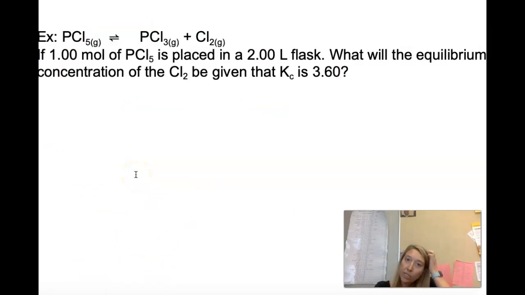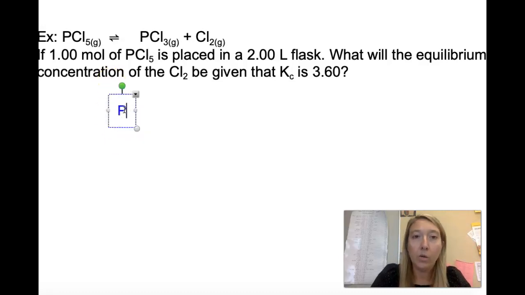All right, so let's look at this one. So we have PCl5 to give us PCl3 and Cl2. So again, let's write our equation.